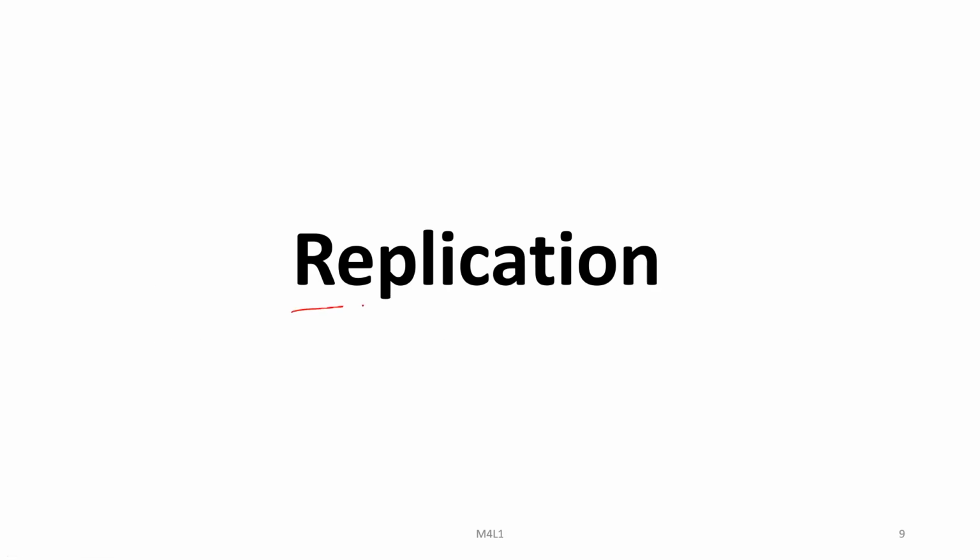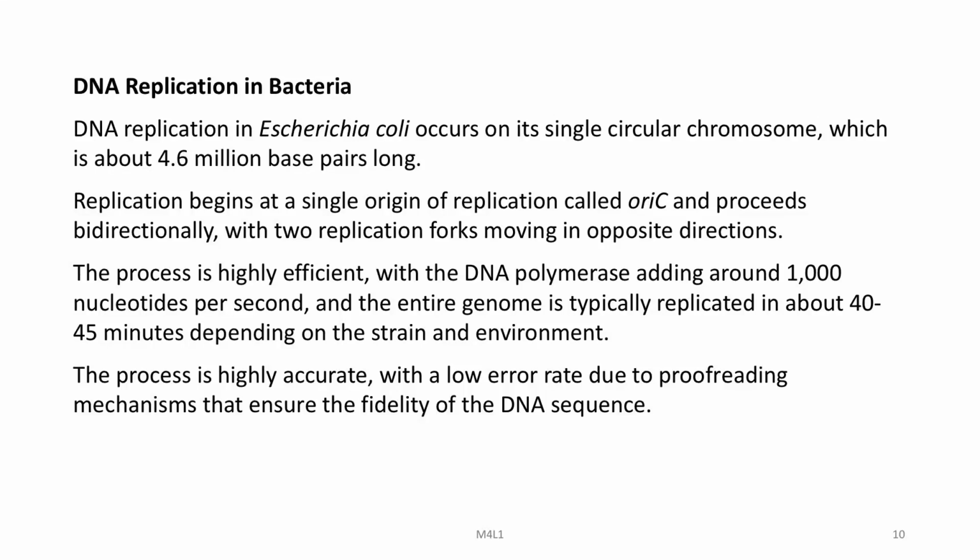Now, let us look into one of the most important fundamental processes, replication, which is basically the doubling of a DNA molecule. So, DNA replication in bacteria like E. coli occurs on its single circular chromosome, which is about 4.6 million base pairs long, as already mentioned. The replication will begin at a single origin of replication called oriC, and it will proceed bidirectionally with two replication forks moving in opposite directions.